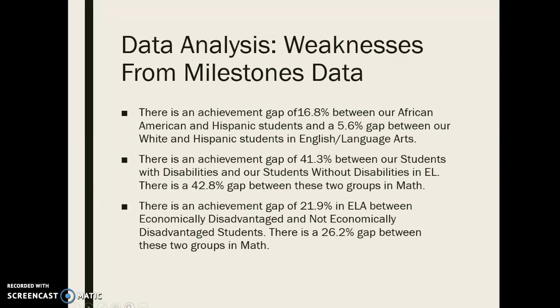Looking at our weaknesses for the milestone data, there is an achievement gap of 16.8% between our African American and Hispanic students and a 5.6% gap between our white and Hispanic students in English language arts. There is another achievement gap of 41.3% between our students with disabilities and our students without disabilities in English language arts. And there is a 42.8% gap between these two groups of students in math.